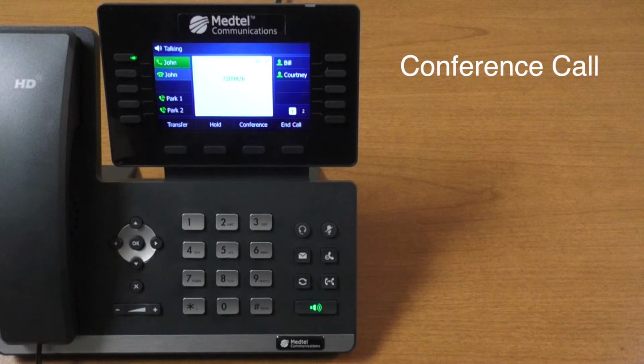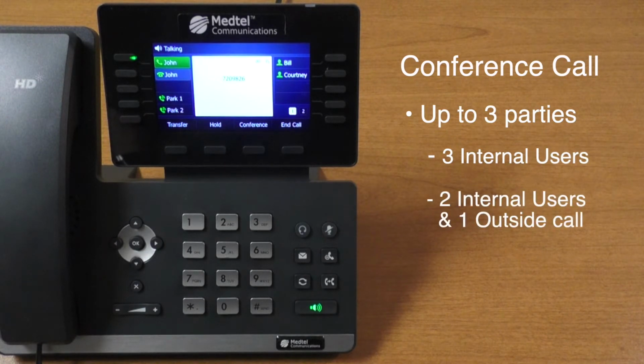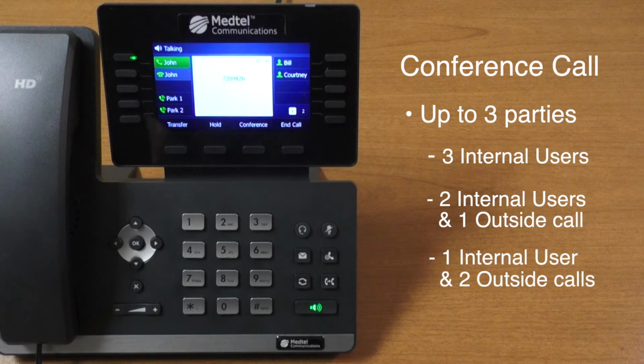At times, while on an active call, you may wish to place a conference call. On your T54 telephone, you have the options of having a three-way party conference with either 3 internal extensions and no outside call, 2 internal extensions with 1 outside call, or 1 internal extension with 2 outside calls.